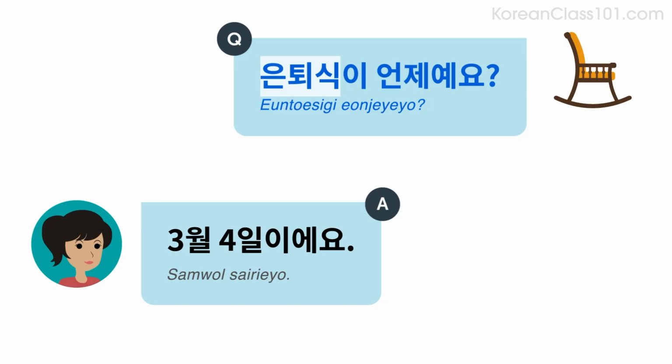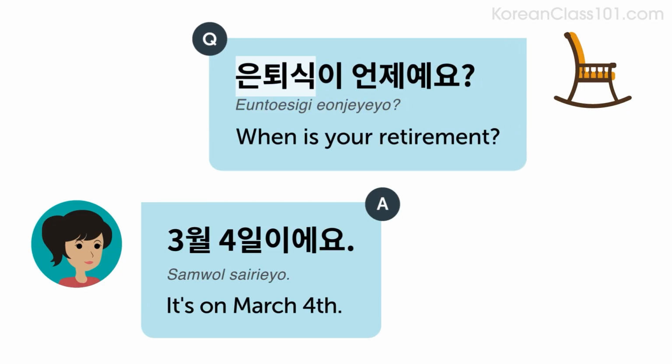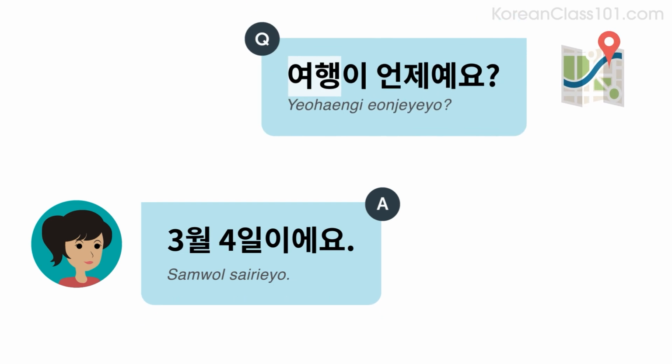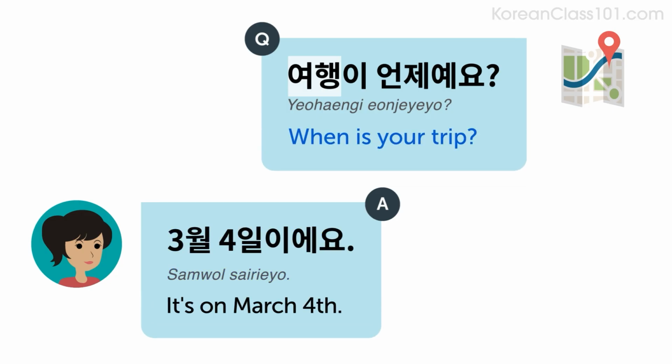은퇴식이 언제예요? 3월 4일이에요. When is your retirement? It's on March 4th. 여행이 언제예요? 3월 4일이에요. When is your trip? It's on March 4th.